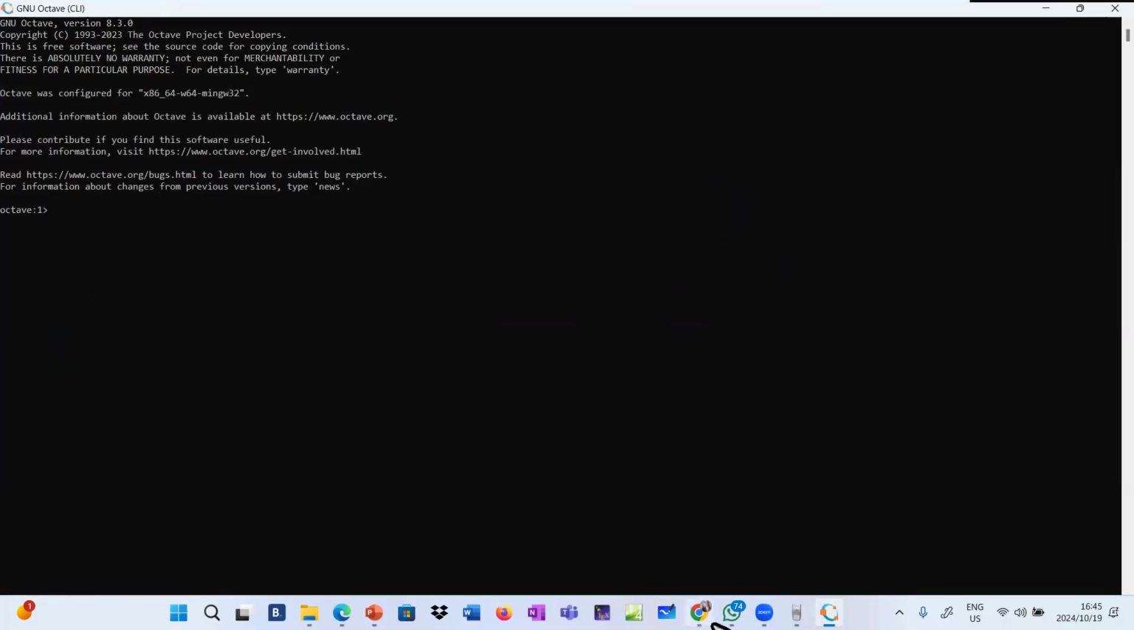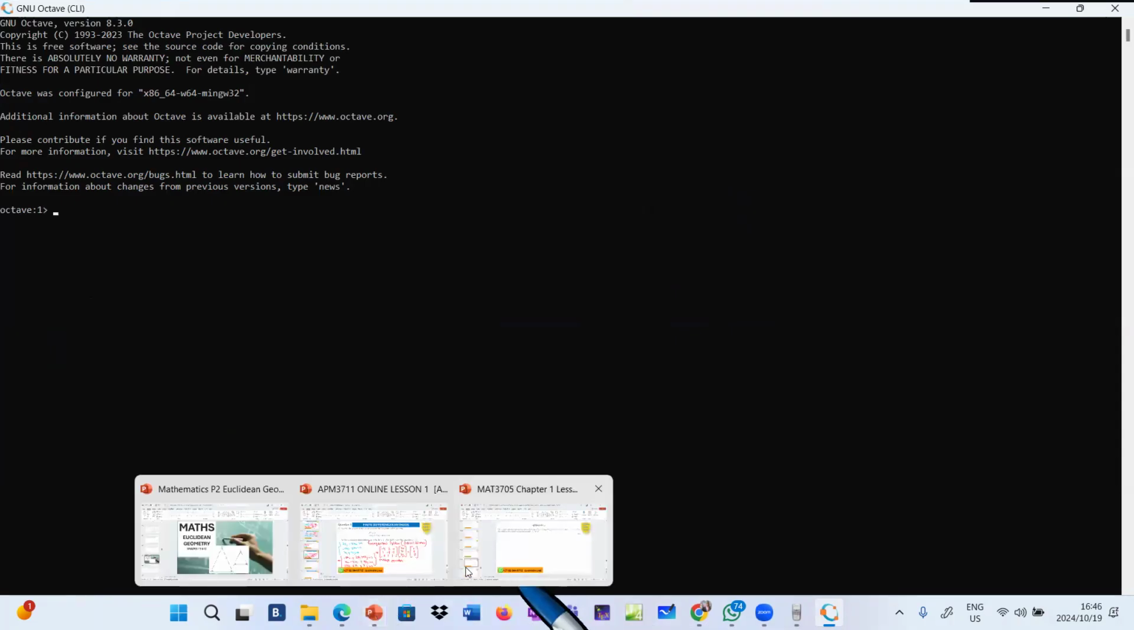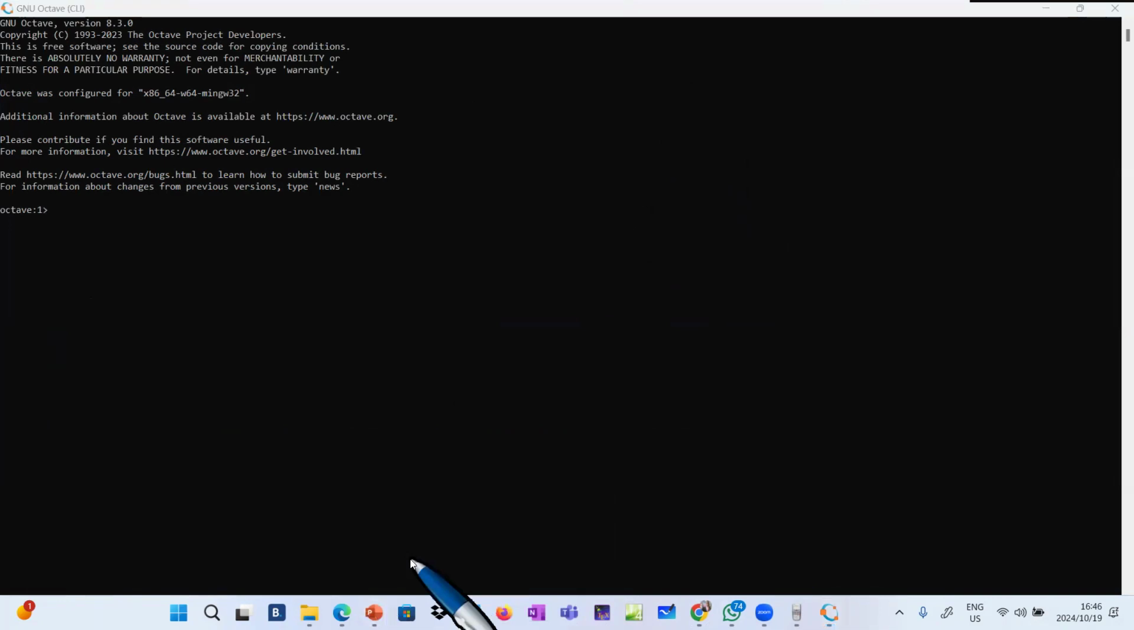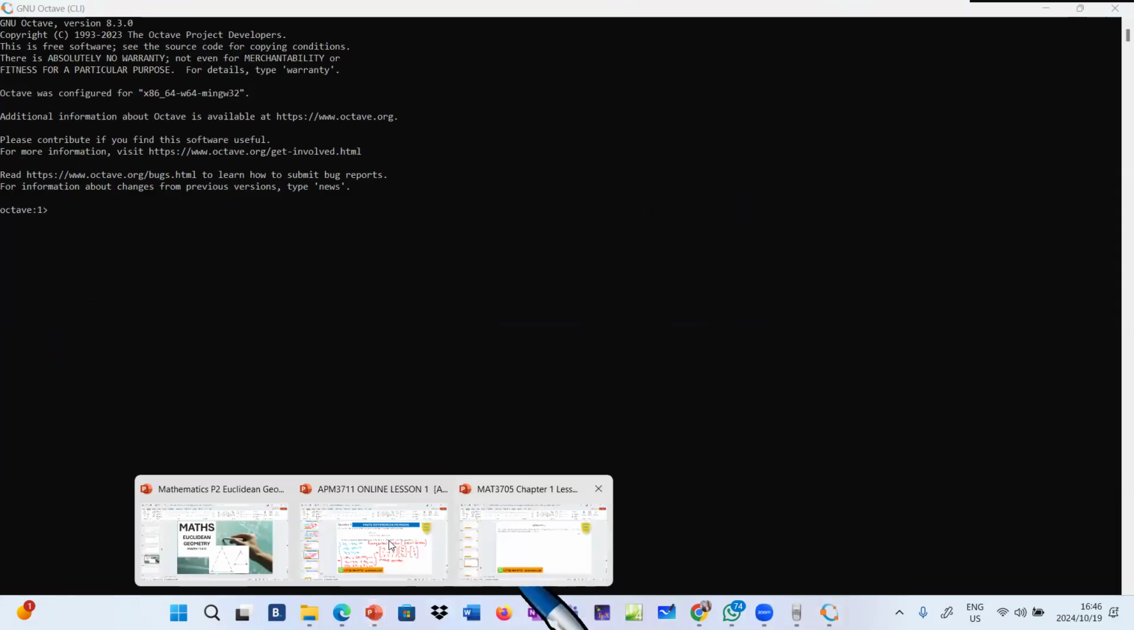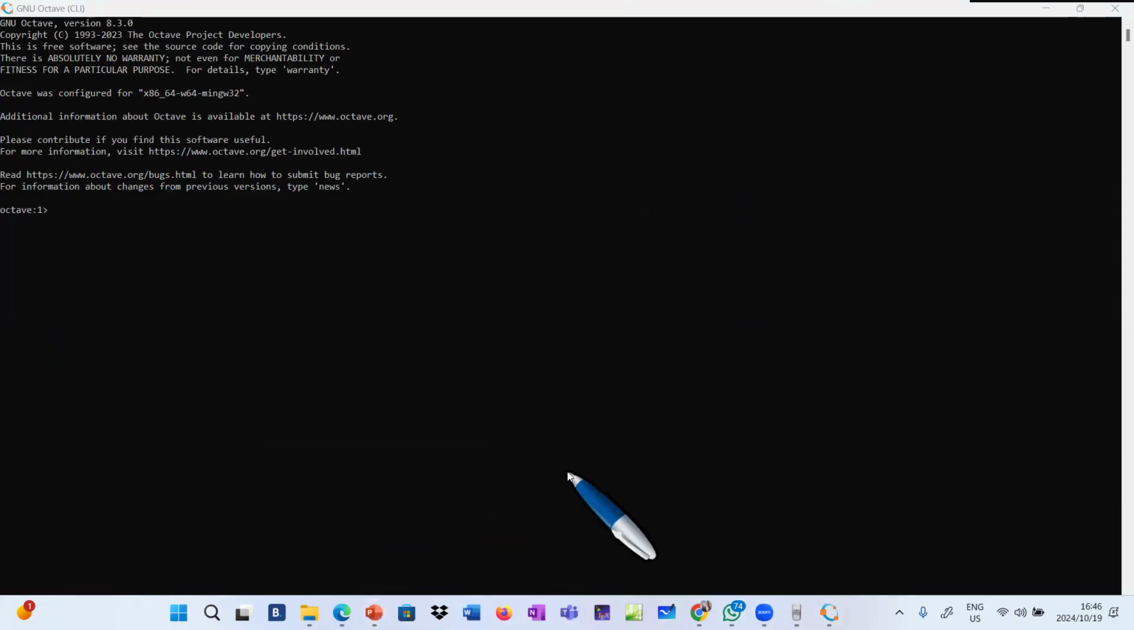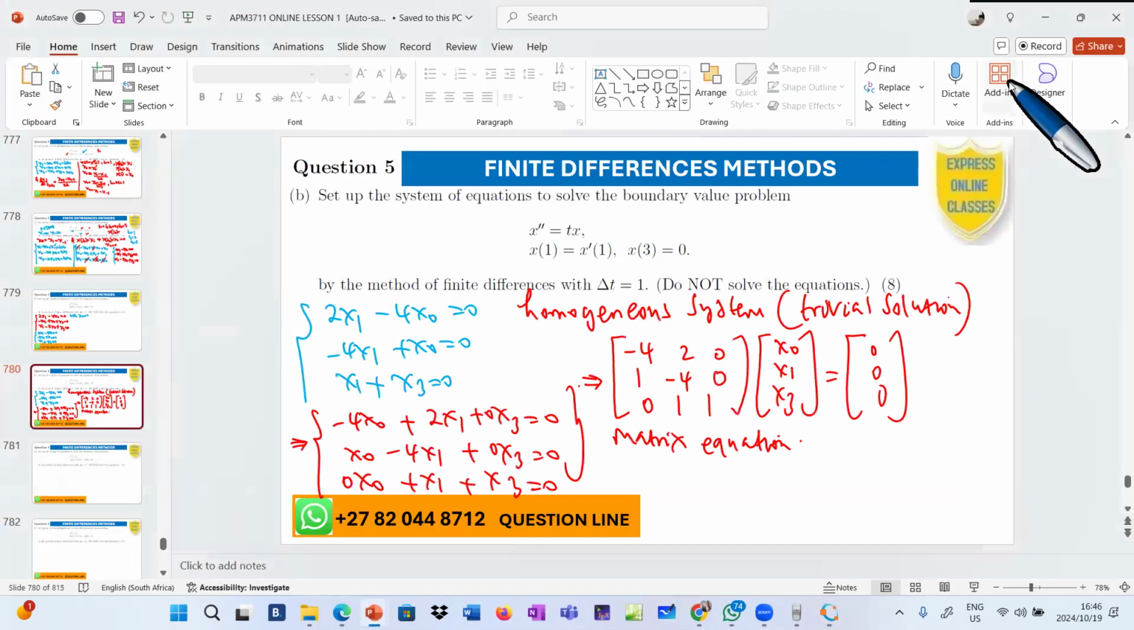Now, if this is octave, of course, you need to remember what we had before. So now remembering what we had before, we actually have the following matrix. Let us memorize it.